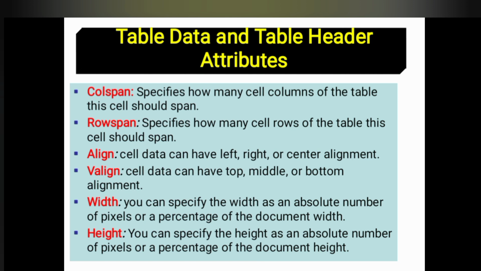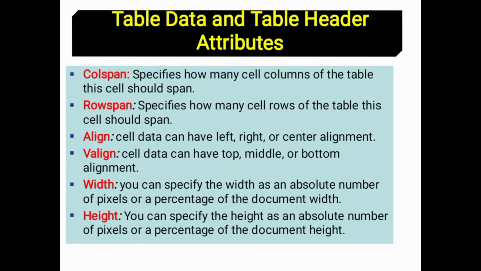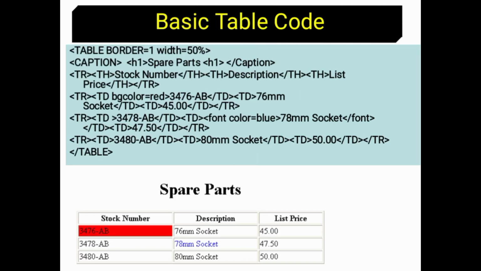Then width. You can specify the width as an absolute number of pixels or a percentage of the document width. Then height. You can specify the height as an absolute number of pixels or a percentage of the document height. Then basic table code. Here we mention the table border equal to 1, then width is 50%. The caption. Here we mention the header tag H1 spare parts.